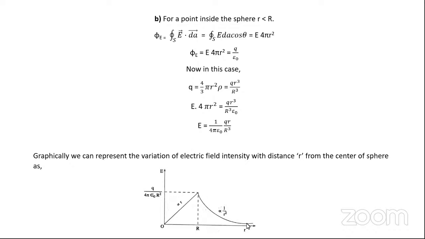Inside the sphere, it is proportional to r, and at the surface of the charged non-conducting sphere, the electric field intensity will be Q divided by 4 pi epsilon 0 R square. Okay, let us go for the next problem.